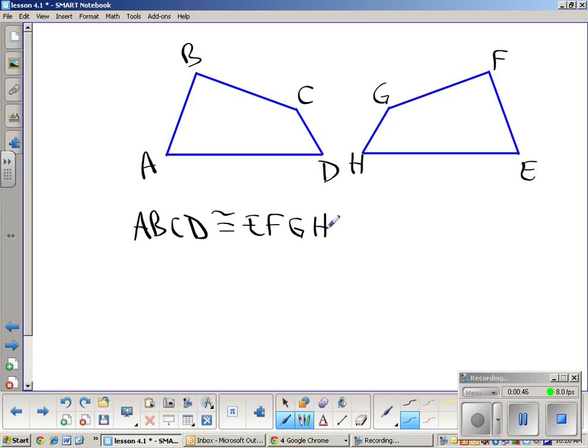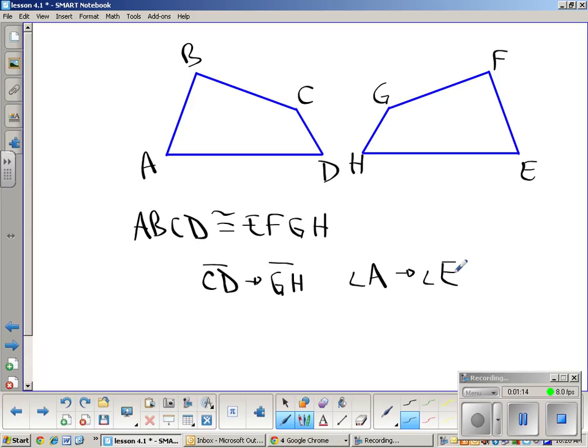4. So if I look at segment CD, what is corresponding with segment CD? Segment GH. What's corresponding with angle A? Make sure we label things properly. Angle E.